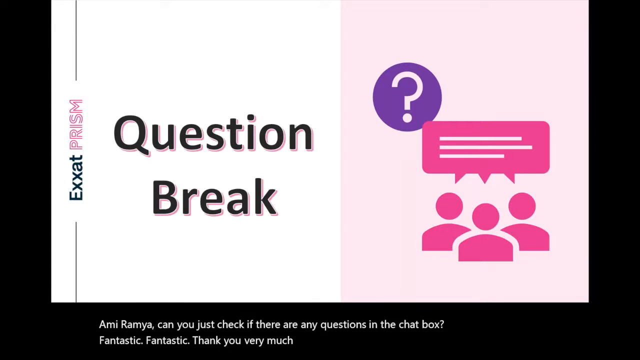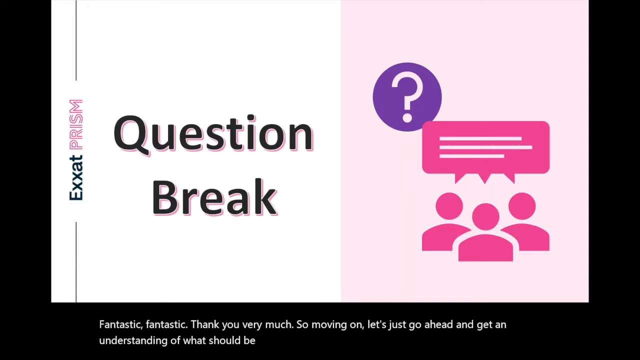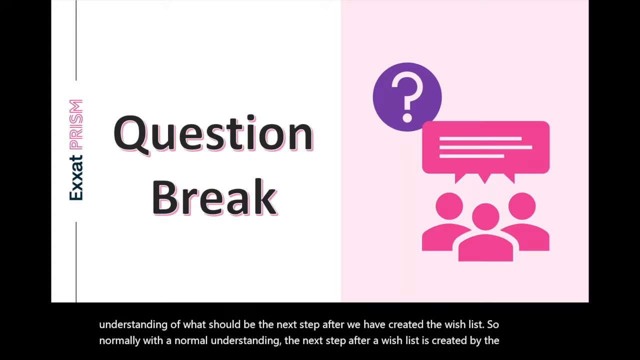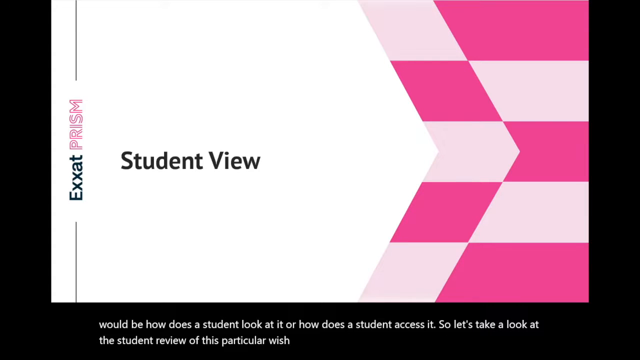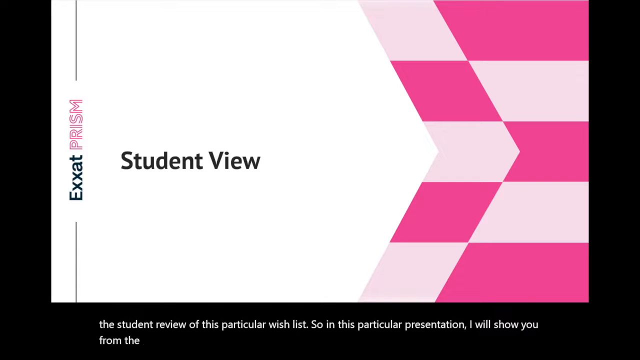So moving on, let's get an understanding of what the next step should be after we've created the wish list. Normally, the next step after a wish list is created by the school would be how the student looks at it or how the student accesses it. So let's take a look at the student view of this particular wish list. In this presentation, I'll show you from the student's login how the wishlist is accessed and how the student shares their preferences.